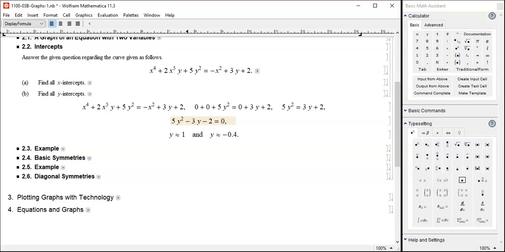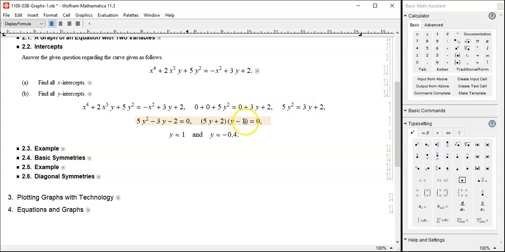How do you factor this? I usually use the tic-tac-toe method. You may use some other method, but whatever you use, my expectation is everybody should be able to do this. Here we go. 5y plus 2, y minus 1 equal to 0 should be the solution, and you can easily check that.